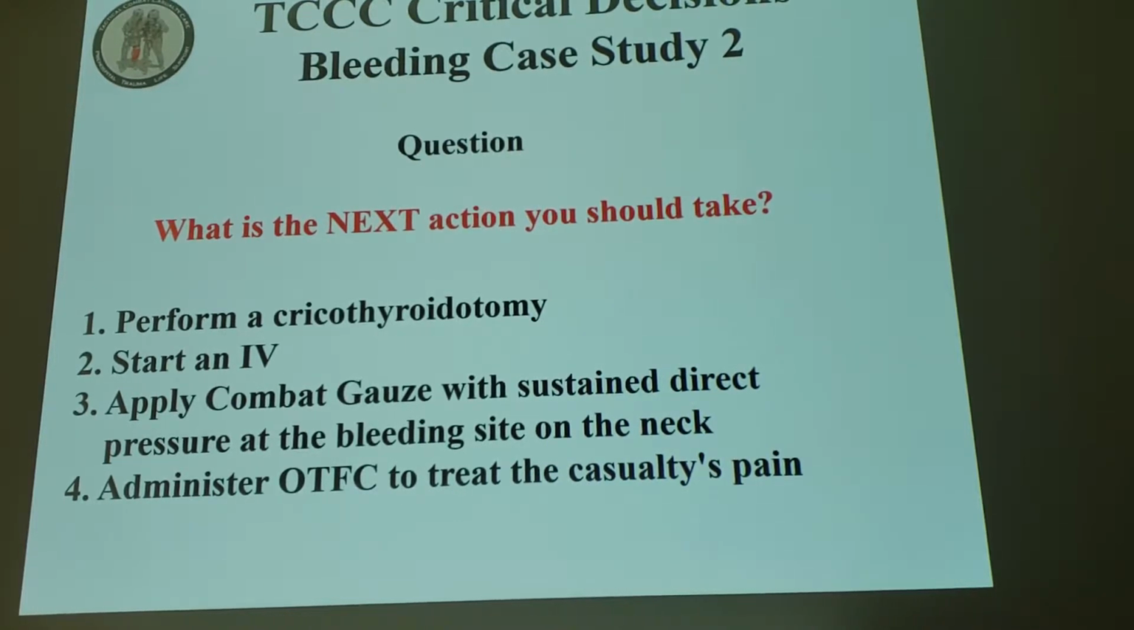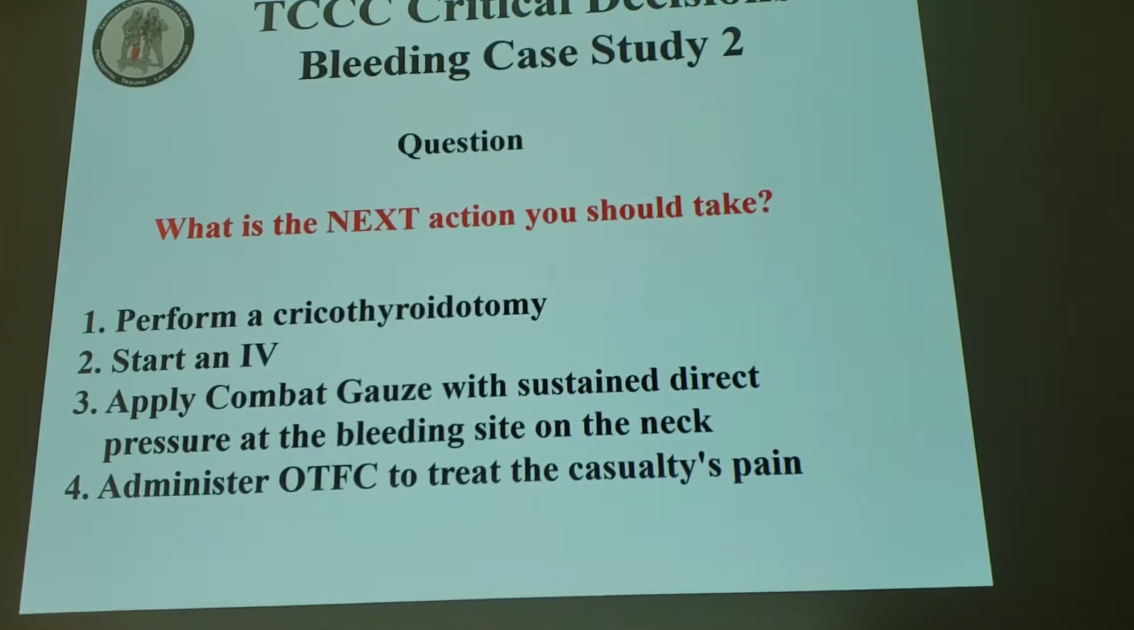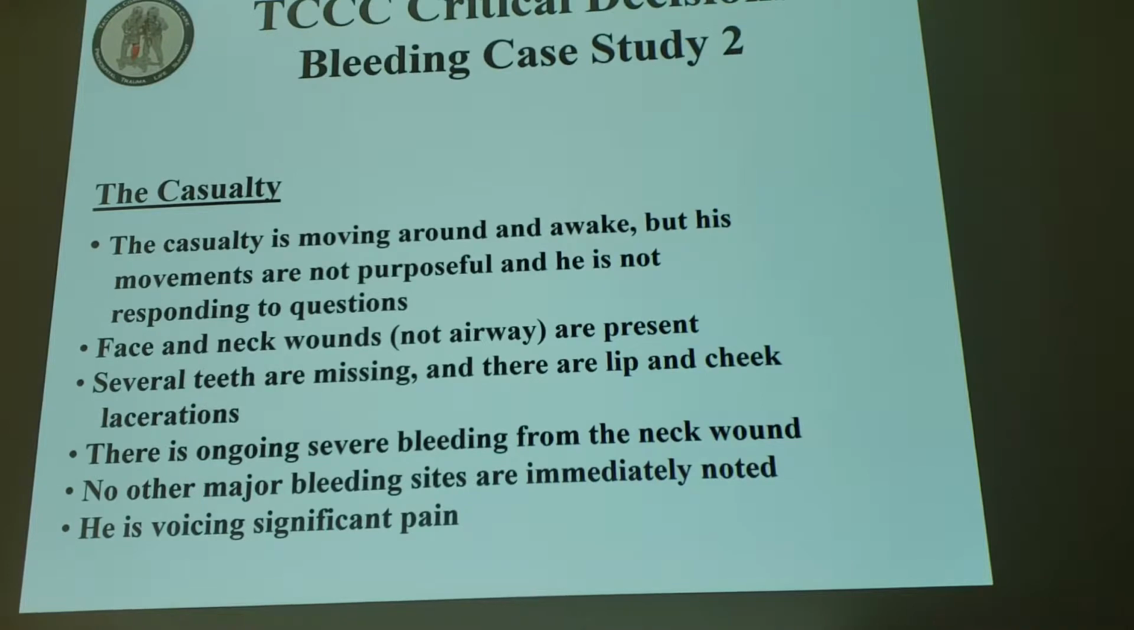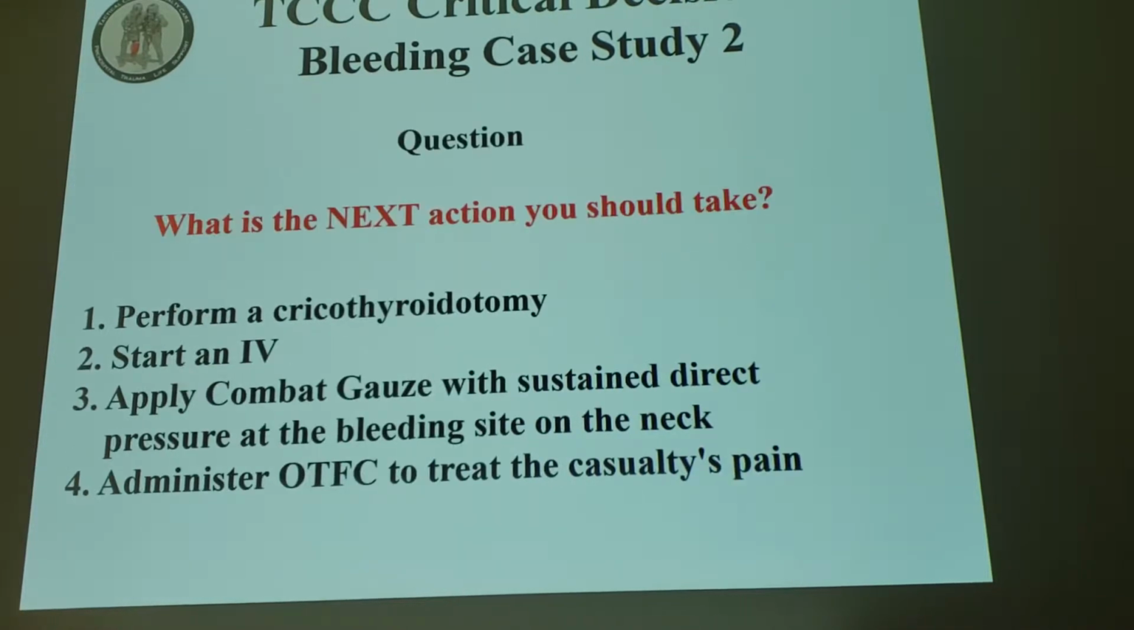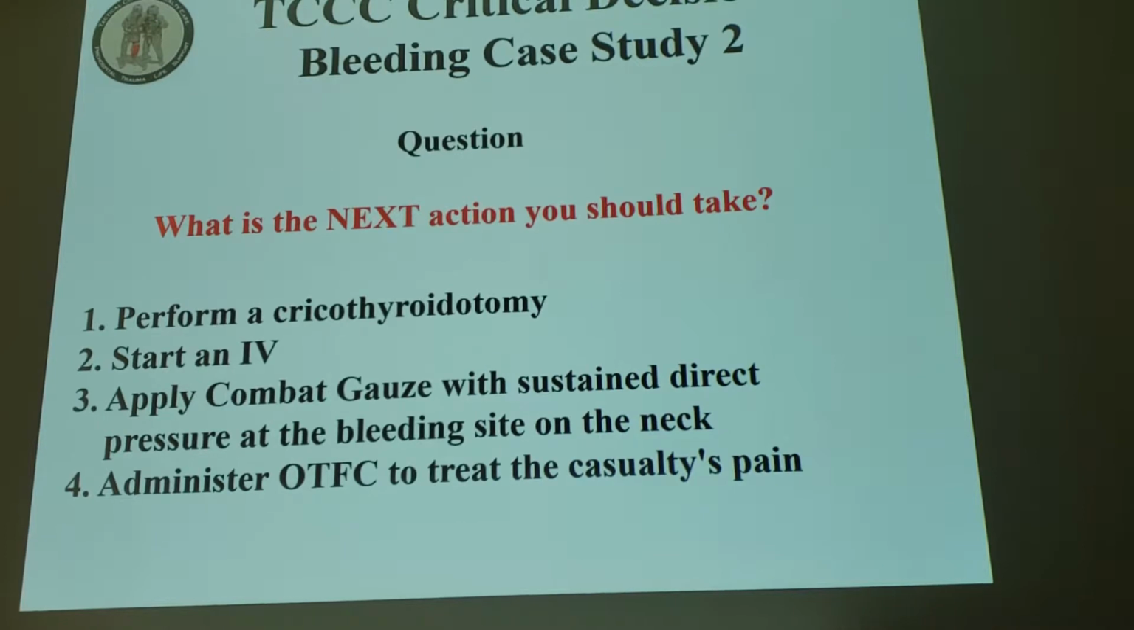Why would you say that one? He's not having any airway issues. Yes, it's just lacerations on the lip and cheek. I'd go with 2, start an IV, if it's not describing a major bleed. Fair enough. Ongoing severe bleeding, it said, at the neck. Why would we say severe bleeding though? Just the most basic thing that we've covered all day today.